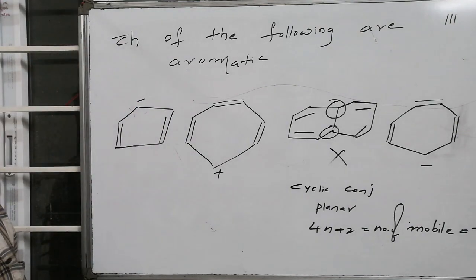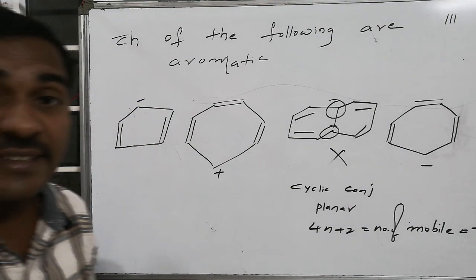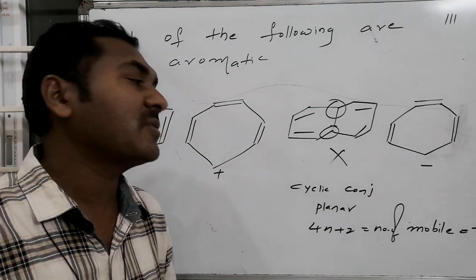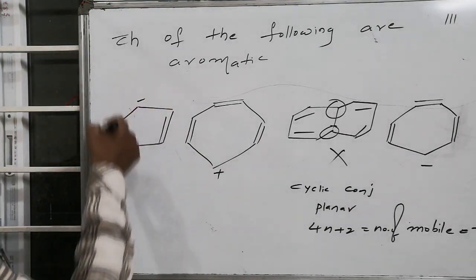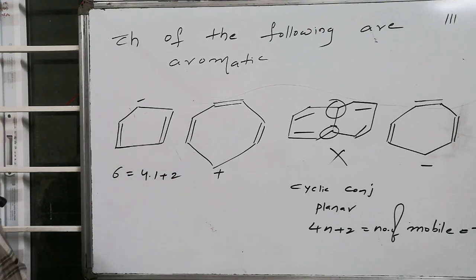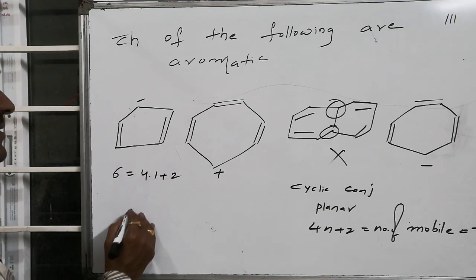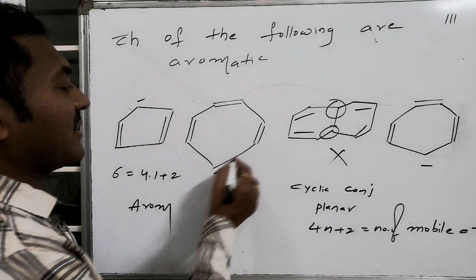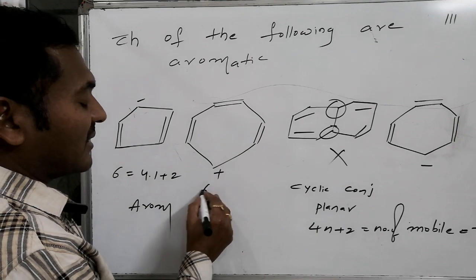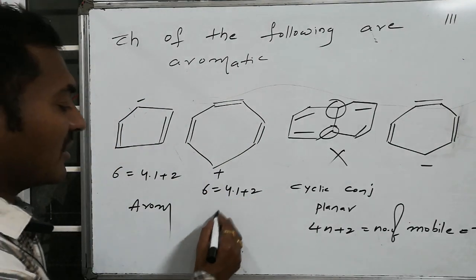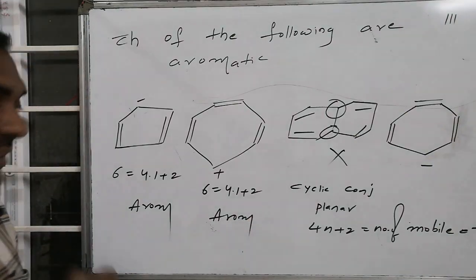Whereas the number of mobile electrons decides, out of the given three valid ones, how many of them are aromatic. If we count the number of mobile electrons, those are 6. 6 matches with 4 into 1 plus 2, hence it is aromatic in nature. This compound is aromatic. Similarly, here the total number of mobile electrons is 6. 6 matches with 4 into 1 plus 2, hence it is also aromatic in nature.